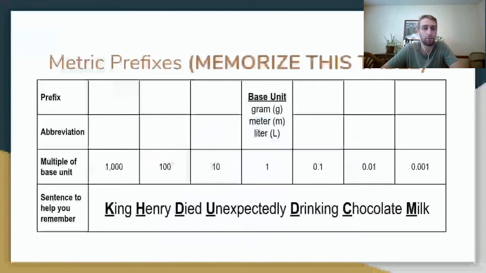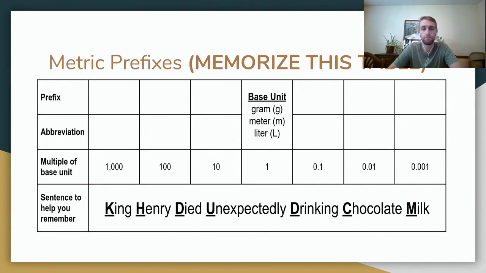This table is really important, and you're just going to have to know it. There's no substitute for it. You're just going to have to know that for science and for this class. Basically how it works is, take a look at the base units right here. Those are going to be the basic quantities. Everything that we're going to measure is going to be some variation of these quantities. So grams would be for mass, meters would be for distance, liters would be for volume.